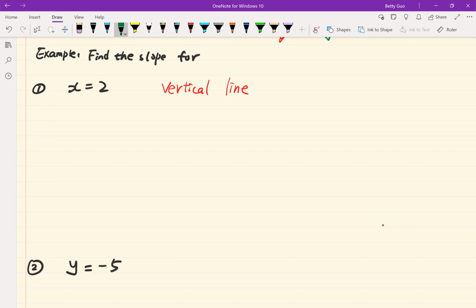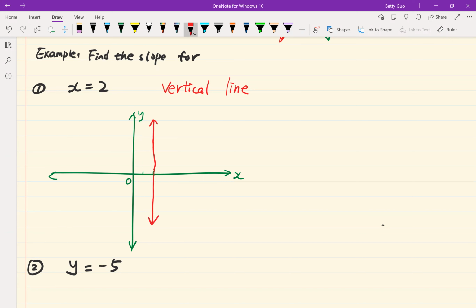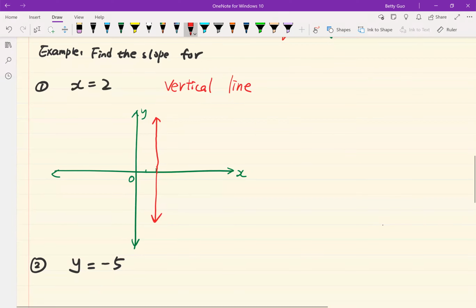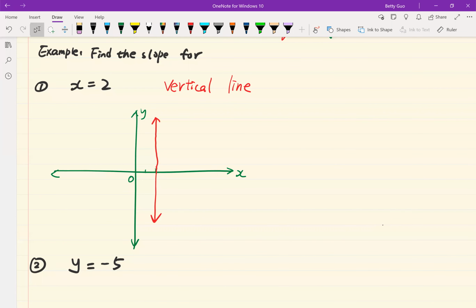Let's graph the line. This is origin, x-axis, y-axis. Do you guys remember how we graph x equals 2? On the x-axis, from the origin, we go to the right 2 units, and then draw a vertical straight line here, right? You see that? So far so good? What are we doing right now? We are looking for the slope of this straight line, this vertical straight line.